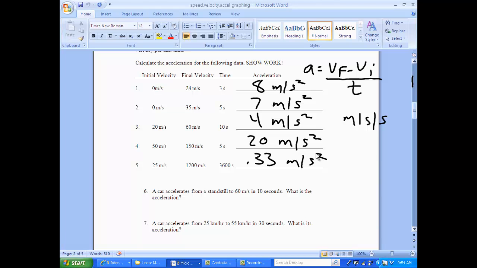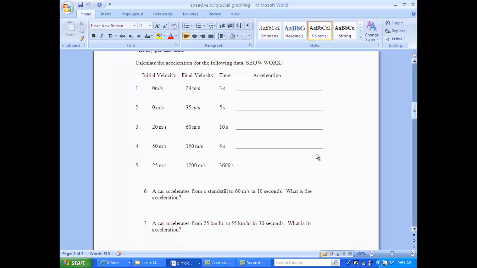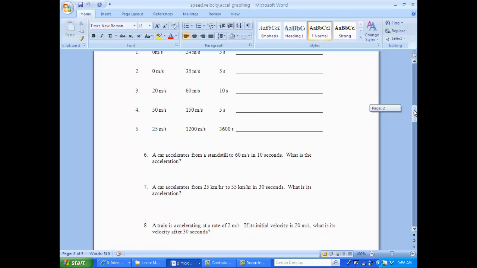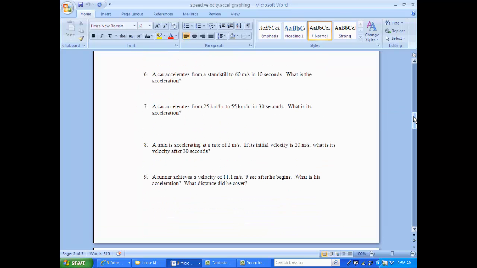All right, so any questions on those? All right, let's move on then. I'm going to do one of these. I'm going to do number 6, and then I'm going to go down to, I think, 8 or 9, which is a little bit more difficult one. They're all very much the same. So if we're looking at number 6, a car accelerates from a standstill to 60 meters per second in 10 seconds. What is the acceleration?